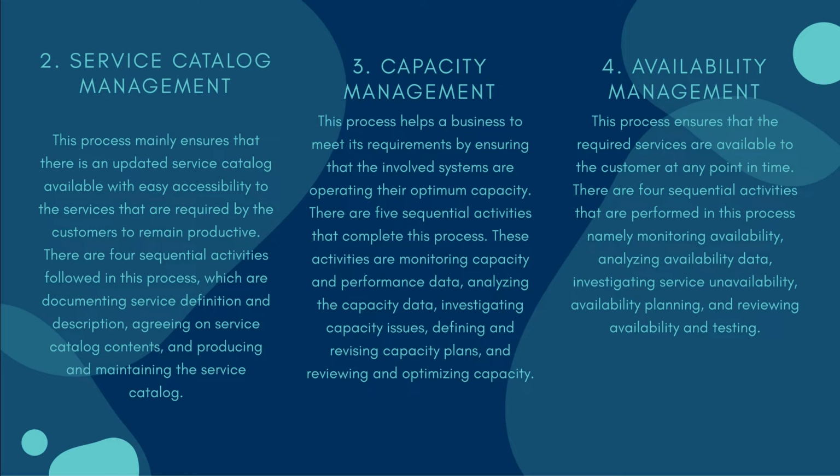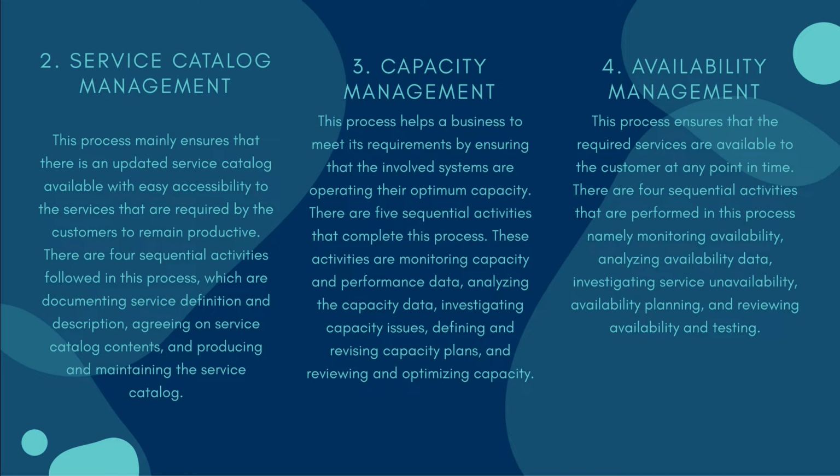3. Capacity management. This process helps a business to meet its requirements by ensuring that the involved systems are operating at their optimum capacity. There are 5 sequential activities that complete this process. These activities are monitoring capacity and performance data, analyzing the capacity data, investigating capacity issues, defining and revising capacity plans, and reviewing and optimizing capacity.